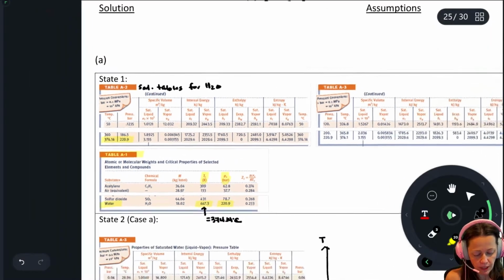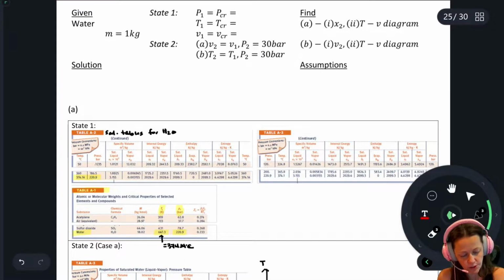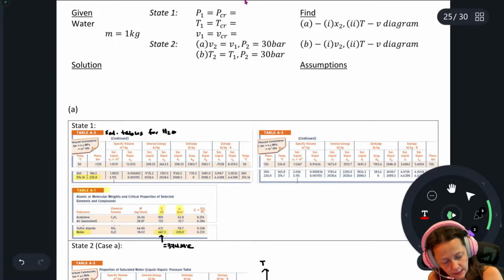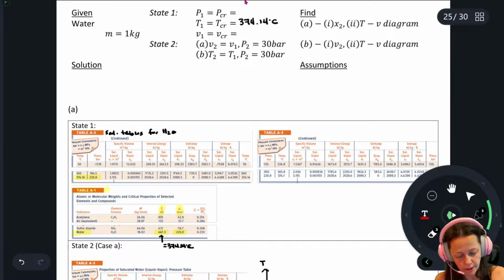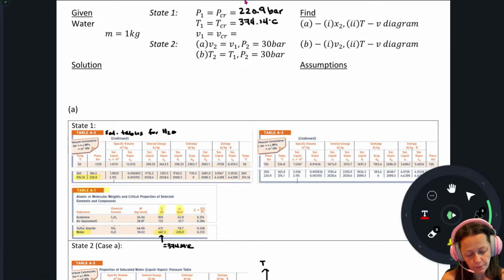So actually, I'm going to fill that information in on my givens here. So T1 is 374.14 degrees Celsius and P1 is 220.9 bar. Perfect. All right. And then the specific volume. Let's go look at that real quick.